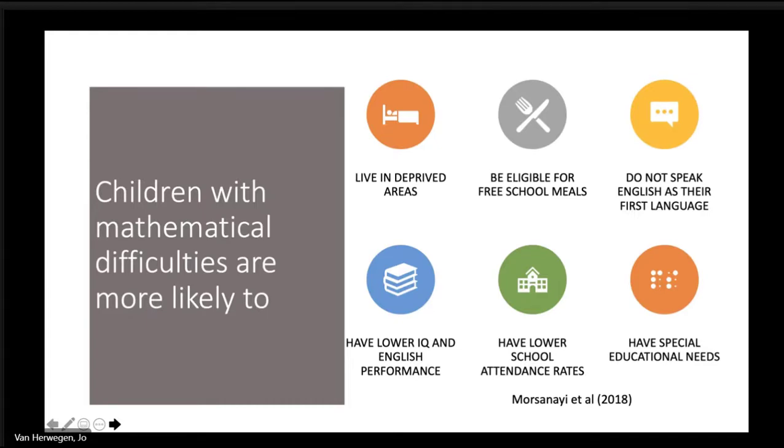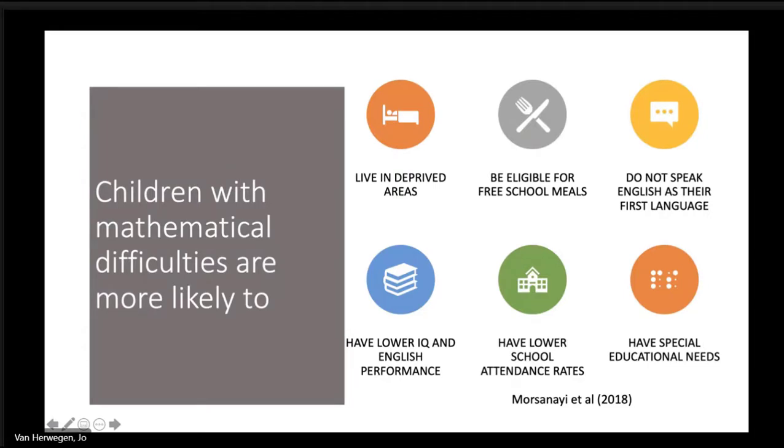There are a number of children who don't have developmental dyscalculia per se, but who might be more at risk for developing mathematical difficulties. And this was a study by Morsanyi et al. in 2018 at Queen's Belfast in Ireland. And what they found is that the children in Ireland who were most at risk for mathematical difficulties were those who lived in deprived areas, who were eligible for free school meals, who did not speak English as their first language, who had lower IQs, who had lower attendance rate, and who had special educational needs.